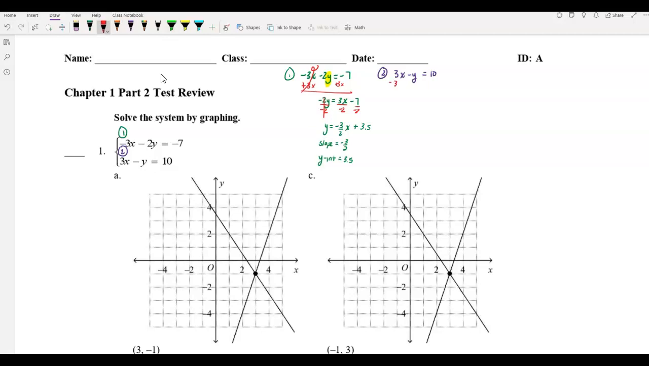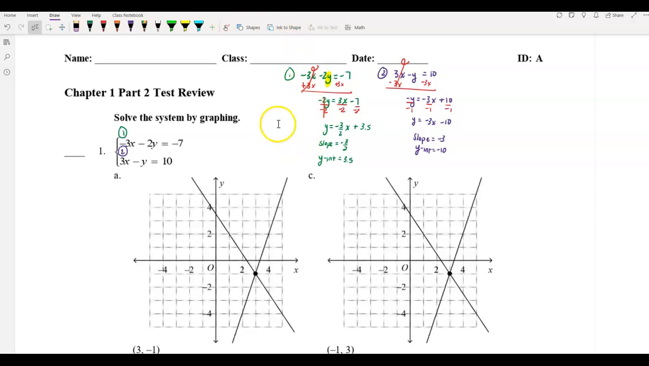We want to isolate y, so we subtract 3x from both sides. We get negative y equals negative 3x plus 10. And now we have to divide everything by negative 1. So we get y equals negative 3x minus 10. Our slope is negative 3. Our y-intercept is negative 10.